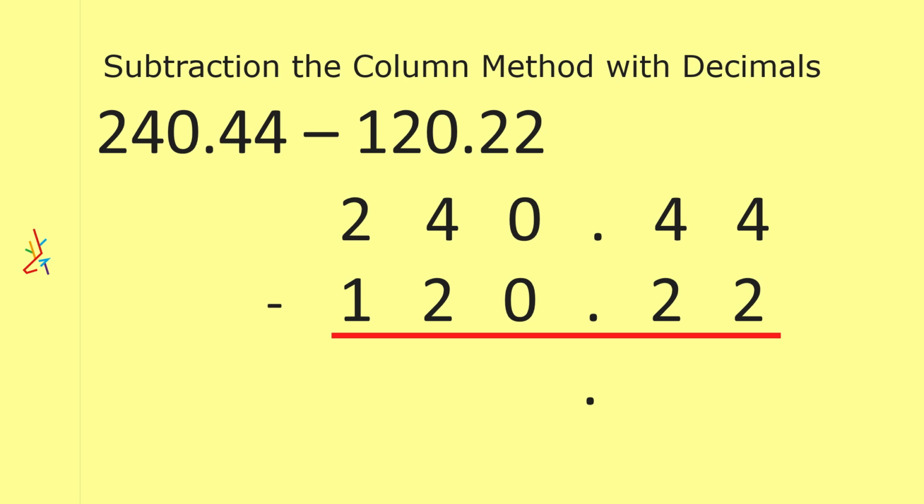So 4 minus 2 is 2, 4 minus 2 again is 2. Now I don't have to worry about my decimals because I've already done them. 0 minus 0 is 0, 4 minus 2 is 2, and 2 minus 1 is 1.